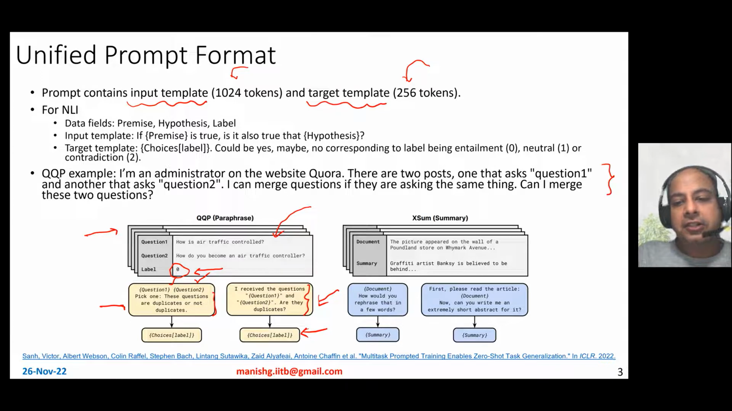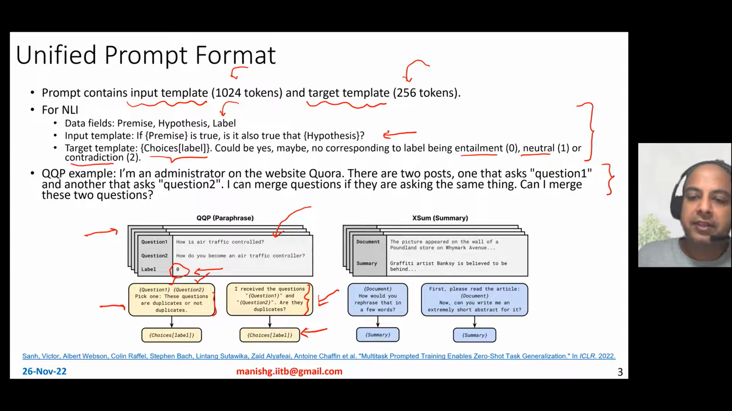So here is another example, for the NLI task, the natural language inference task, where, given a premise and a hypothesis, the model has to predict the label: entailment, contradiction, or neither. Here the input is going to look like: if the premise is true, is it also true that the hypothesis is true? The target template, of course, is going to be a choice over labels, but the labels are going to be three in this case: entailment, neutral, or contradiction. So that's how people can convert any NLP task into a unified prompt format, whether it is the Quora questions task, the NLI task, or even a summarization task.